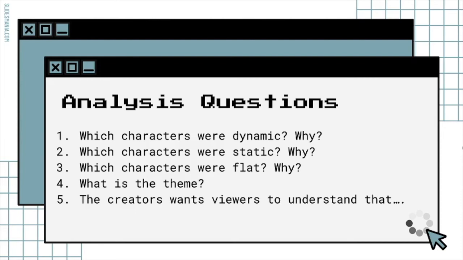Now, what do you all think the theme is? I'm going to give you a moment to try to come up with that one yourselves before I go ahead and tell you what I thought the theme was.